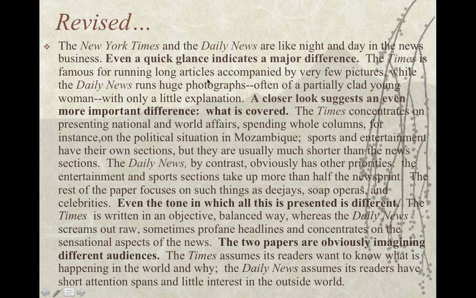And then the material that goes after those bolded main points. What do I see in a quick glance? What do I see in terms of what's covered? What do I see in terms of the tone? How are these aimed at different audiences? If I read the first and the last sentence together here, it's very, very clear. They're night and day in the news business. The Times assumes readers want to know what's happening and why. The Daily News assumes readers have short attention spans and little interest in the outside world. This is exactly how to write a good paragraph.